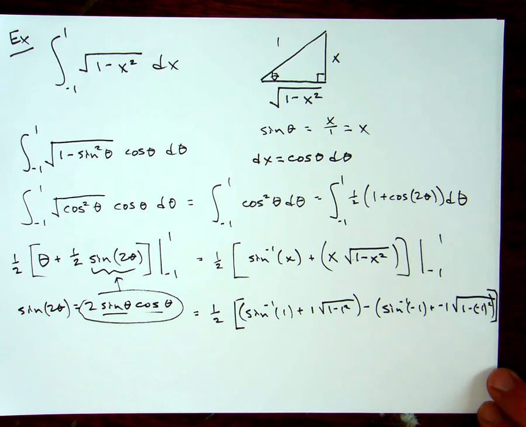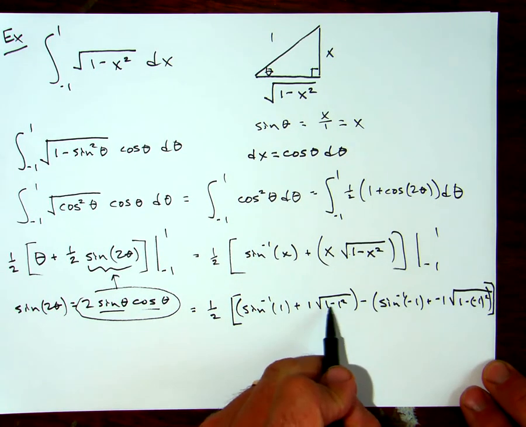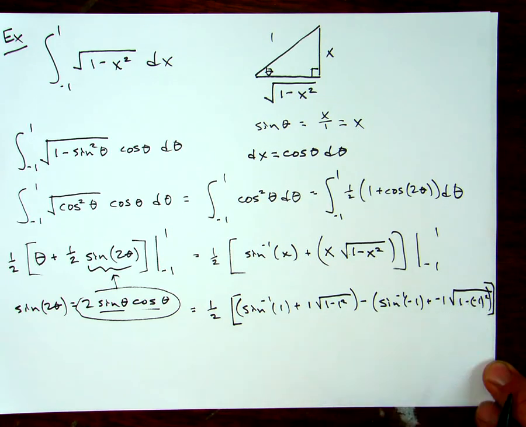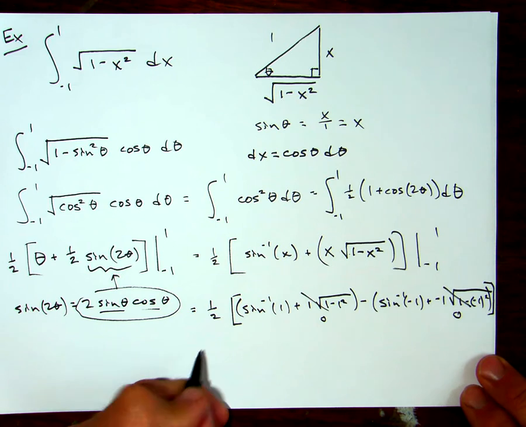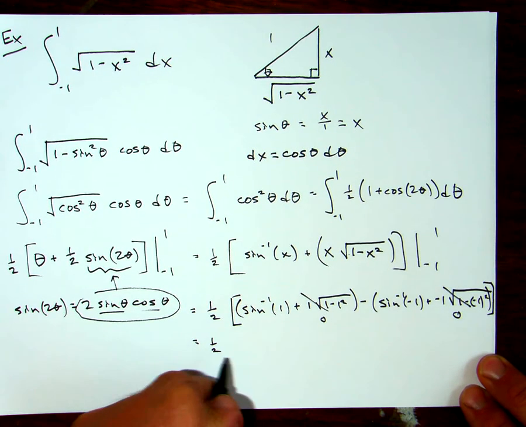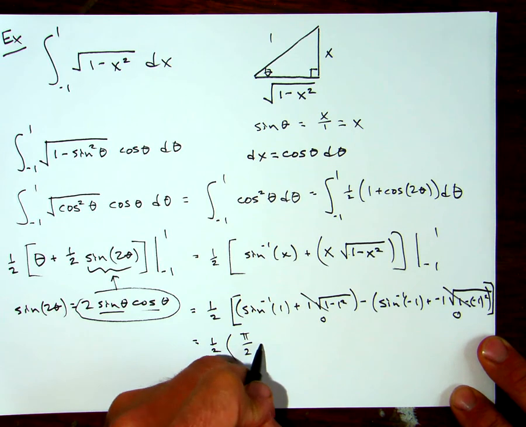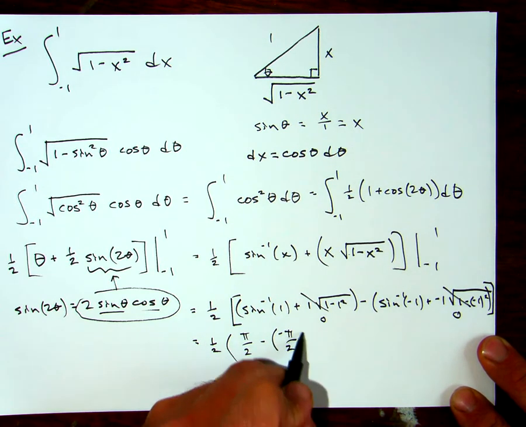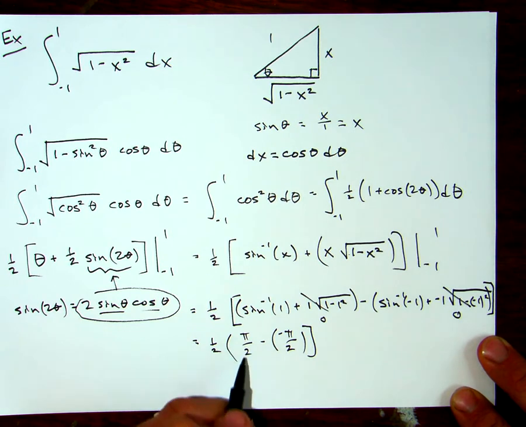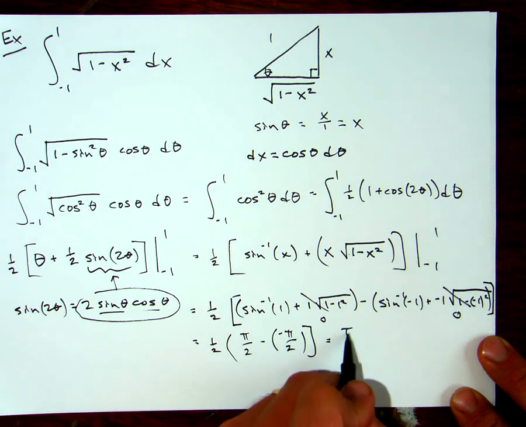Okay, so this is going to clean up pretty nicely for us because 1 minus 1 squared is 0 and 1 minus (-1) squared is 0. So I'm left with 1/2, and then the inverse sine of 1 is pi over 2, minus the inverse sine of -1, which is -pi over 2. All right, so I have pi over 2 minus -pi over 2, which is the same as pi over 2 plus pi over 2, which is pi, times 1/2. That is pi over 2.